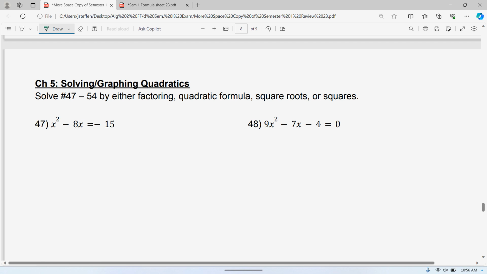Oh, this one says chapter. This is, I changed this on yours. This should be chapter 6. It was different last year, so I changed those. Excuse me. So number 47, so now we are solving these.